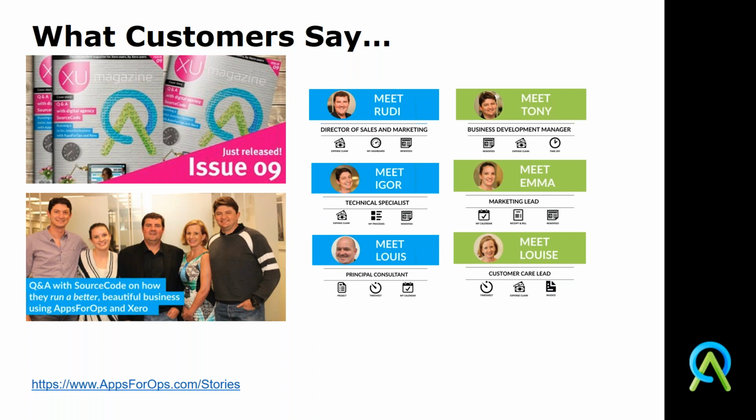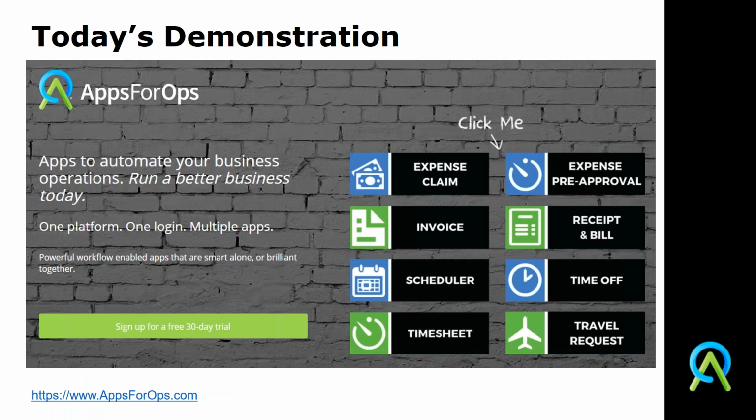So today what we're going to do is we're going to go through and look at a few of these different apps. There's obviously a large part of the AppsForOps platform that we may not get to today, but the apps that we're really going to look at today are the items that are highlighted in front of you now. So I'm going to touch on the expense claim, invoice, scheduling, timesheet, and time off app. Again, there may be many questions, so feel free to pop those in the Q&A manager and I will get to them towards the latter part of the presentation.